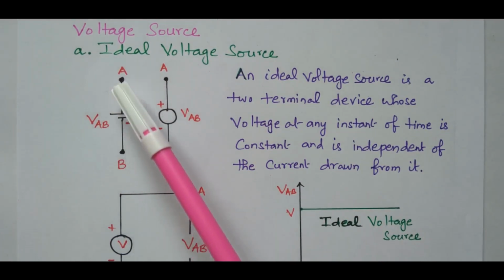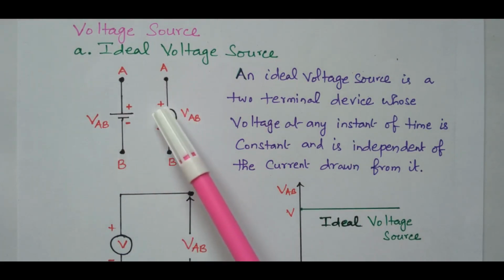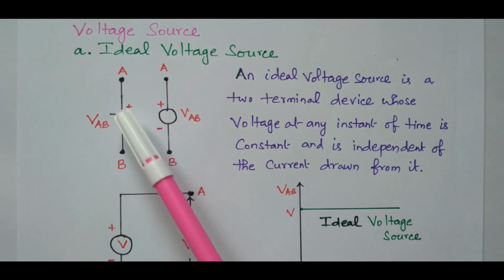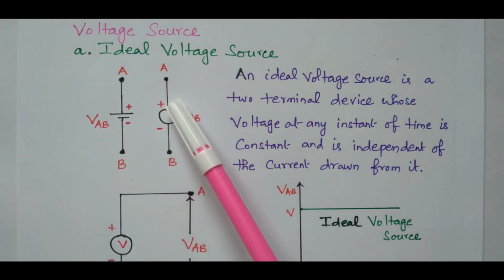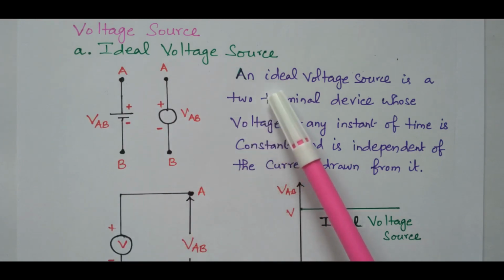So for the voltage source, the symbol is like this. Either the circle or this, with positive and negative terminals represented. This is terminal A, terminal B, so the voltage will be VAB. This will be positive and negative. It is also represented by the circle, VAB. So what is an ideal voltage source?